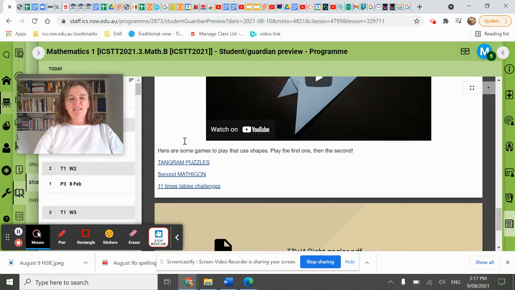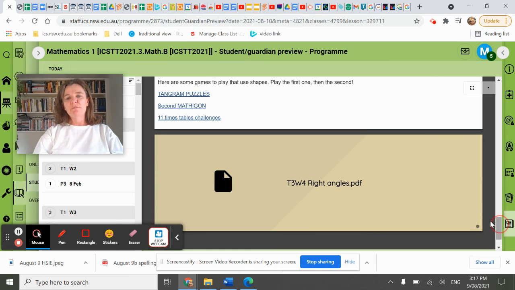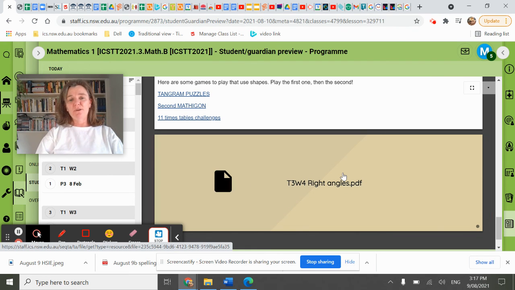And the last activity for today is some 11 times tables challenges. Now, if you're having problems with the Google Doc, I've put it down the bottom as an attachment so you can open it there.